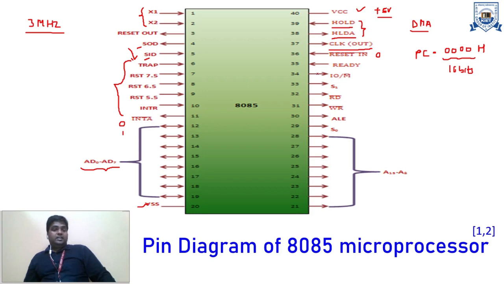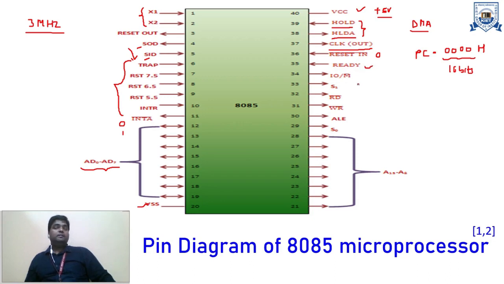And in the same way, we have the reset out signal. It basically provides the information to the peripheral devices that right now 8085 has been reset, and this reset out signal will also reset some peripheral devices. So that is actually the meaning of this particular pin, that is reset out.